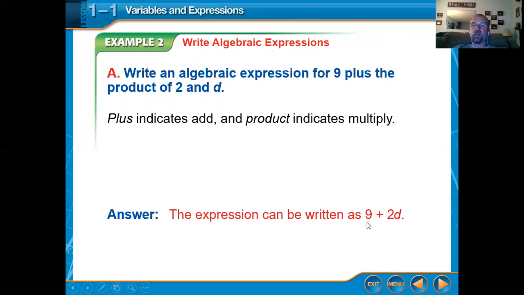You also could have written 2d plus 9 because addition is reversible. That's the commutative property. We'll talk about the properties in a future lesson. But you should know the commutative property, and you should know that the addition can be written either way.